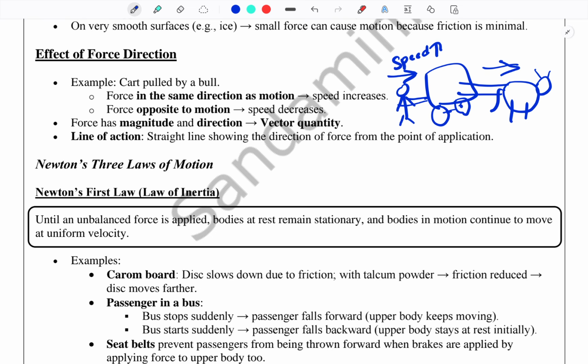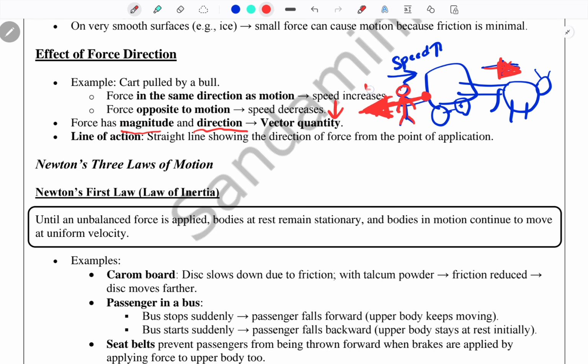So think from the opposite side. This cart wants to go to this side, but this man is pulling in this direction, that means the opposite direction. Think he attached a rope and is pulling in this direction. The motion is in this direction, and he is pulling in the opposite direction. What happens? The speed should decrease. That means you can understand a point: force has a magnitude and a direction too. That's why this is happening.